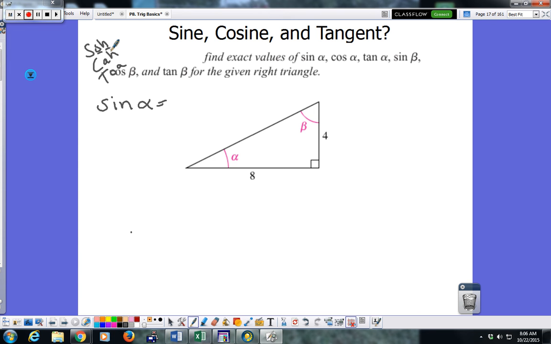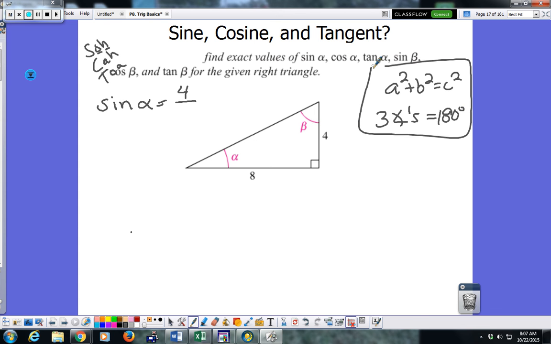Brett, what side would be opposite of alpha? And are we given the hypotenuse? No. Does anybody remember how to find the hypotenuse? Pythagorean theorem. Yeah. A squared plus B squared equals C squared. So that is another tool that you'll need for this chapter, since you're dealing with right triangles. Something else you might need to know, the three angles in any triangle always equal 180 degrees. So that's a couple of things you need to keep in your toolbox for the chapter.